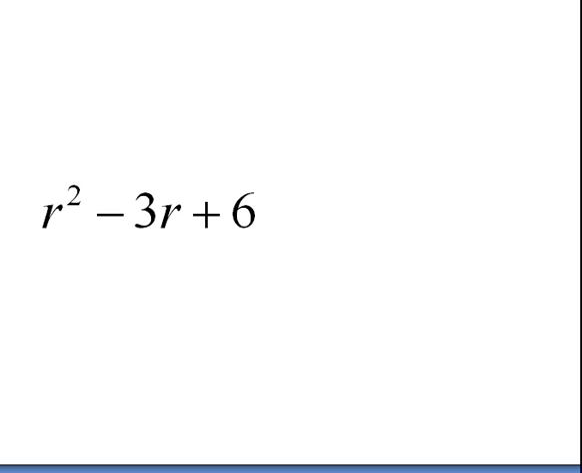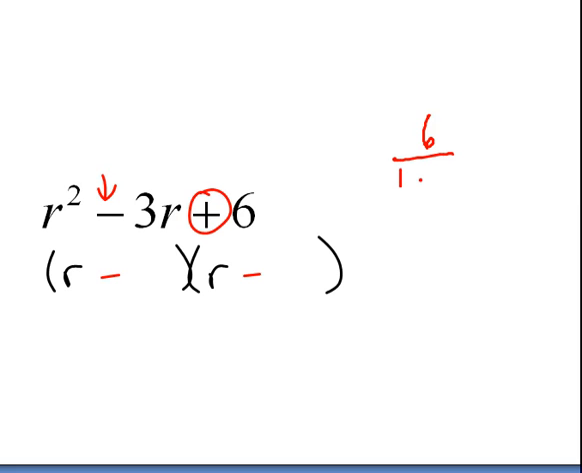Now for the last one, really quickly, here again we have 3 terms, no GCF. r times r is r squared. For our signs, this sign tells us that they are both going to be the same. This one says they're both going to be negative. As far as a 6, the only factors of 6 are 1 times 6 and 2 times 3. Neither one of those combinations will give us a 3.